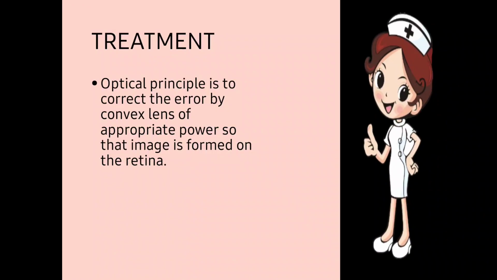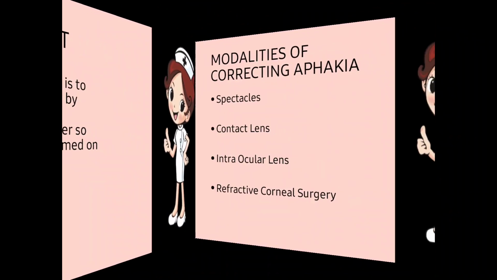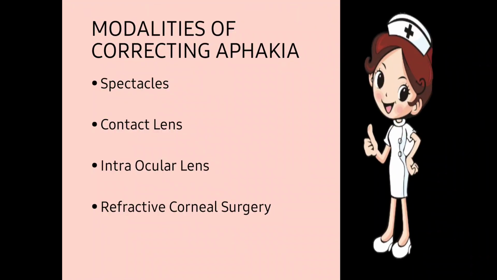Now what is the treatment? The optical principle is to correct the error by a convex lens of appropriate power so that an image can be formed on the retina. We will use plus power to correct the aphakia or to correct the hypermetropia. Modalities of correcting aphakia: now we have some options. First one is the spectacle, second one is the contact lens, third one is the intraocular lens, fourth one is refractive corneal surgery. Let's see one by one.